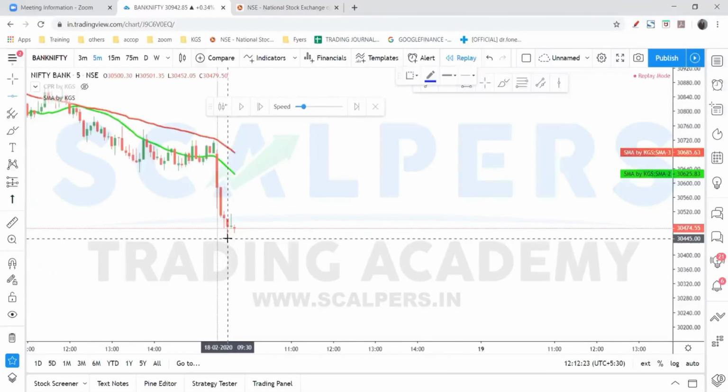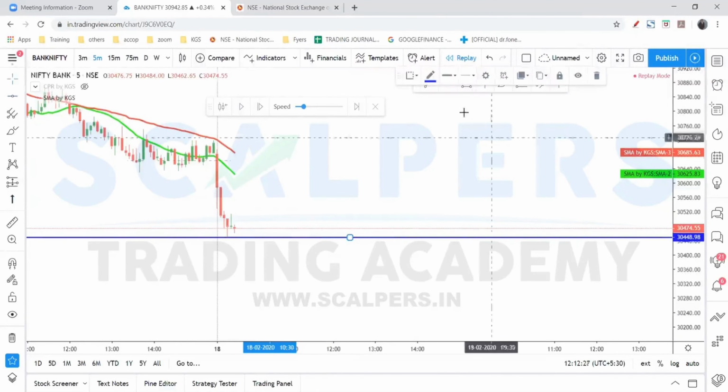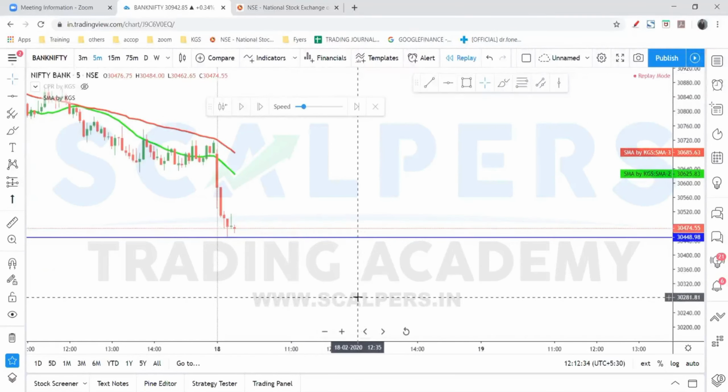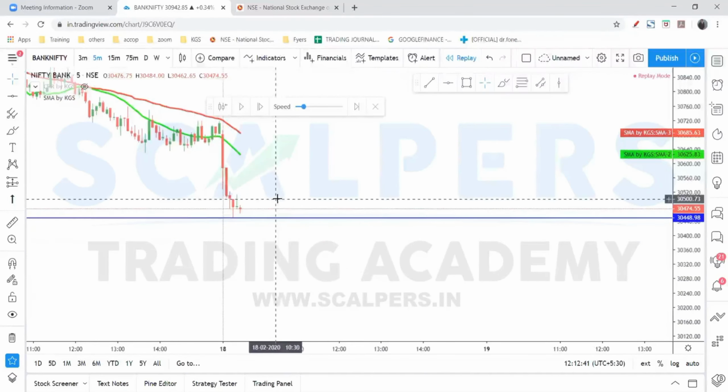Where is the day low? See, the 9:30 candle is the day low. I am marking the day low. When this day low is broken, I will go for a short.